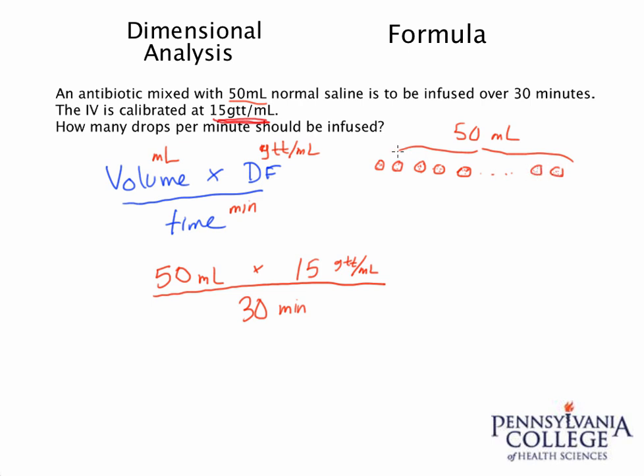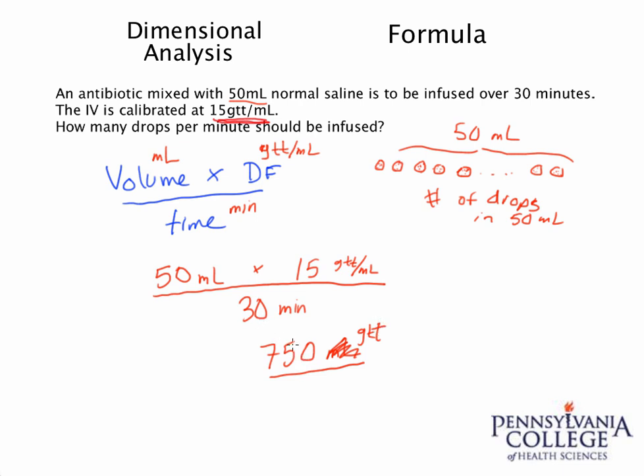So when we're multiplying 50 times 15, we're figuring out the total number of drops. This is the number of drops in 50 milliliters. So that's what we're getting. If you multiply 50 times 15, you get 750. The total number of drops this patient is receiving is 750.